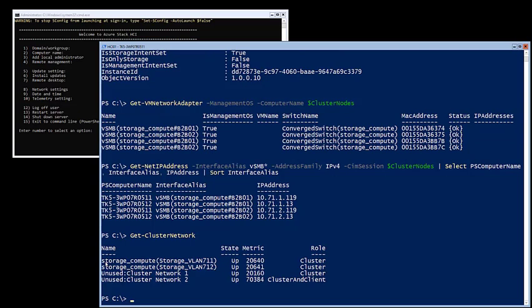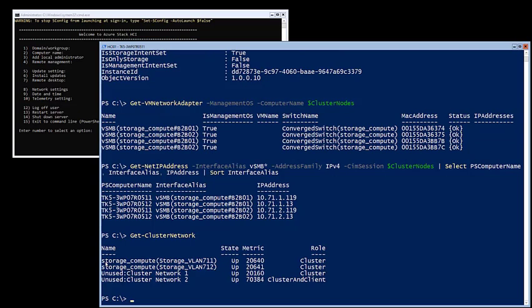Moving on to the unnamed cluster networks, let us look at Unused Cluster Network 2. Here we observe that this cluster network's role is cluster and client, and we can reasonably infer that this cluster network is being used for management traffic. Since we did not ask Network ATC to take care of the management intent or management traffic, this cluster network shows up as an unnamed cluster network.